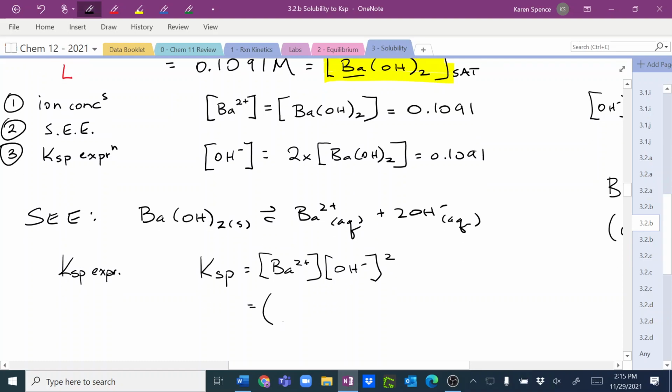And that is 0.1091 molar. And the hydroxide is, oh, I did not multiply this. What a doofus. Okay, there we go. Sorry, times 2 equals 2.1825. There, that's better.